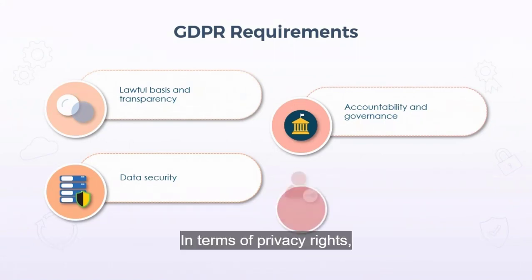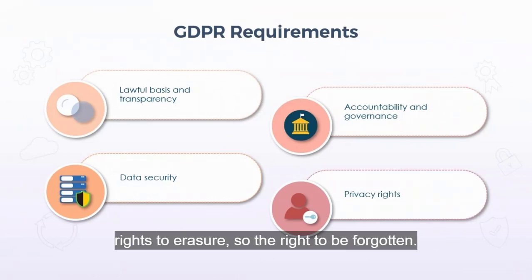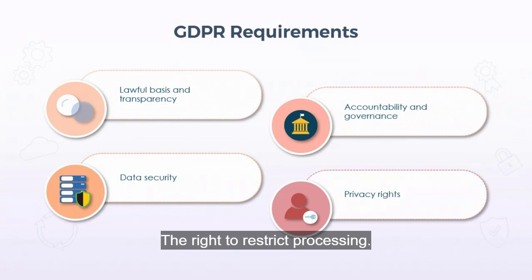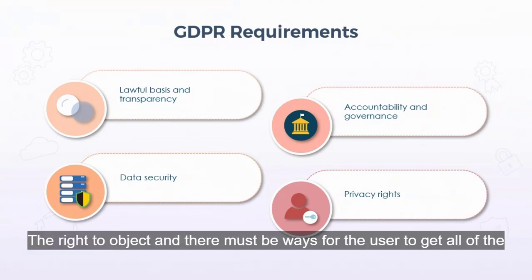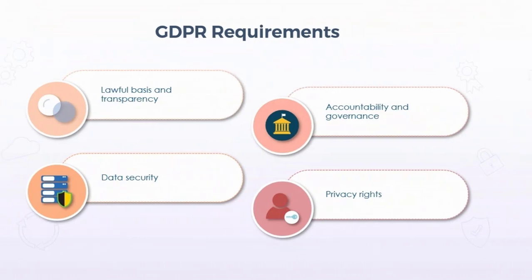with its users. In terms of privacy rights, users have rights to rectification, rights to erasure, so the right to be forgotten, the right to restrict processing, the right to object, and there must be ways for the user to get all of the data that an organization has on them. And these are all required by compliance.